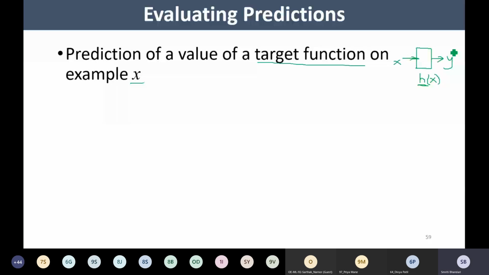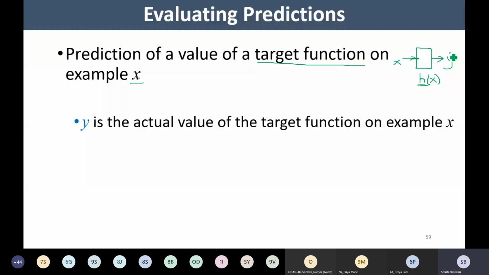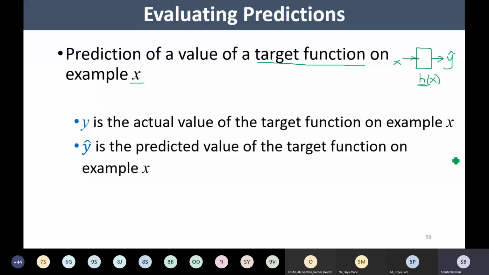Let us assume here that y is the actual output and y hat is the predicted output. I am presenting x as the input now, so the actual expected output is y and my model is predicting this y hat. Are you getting me?